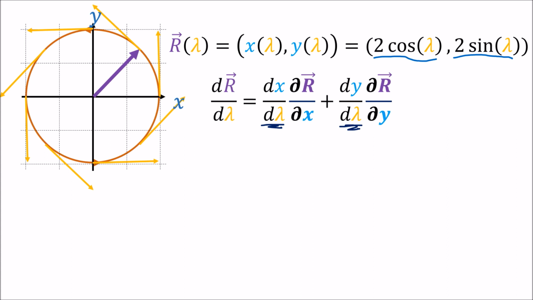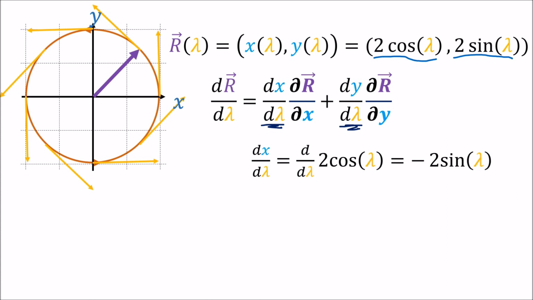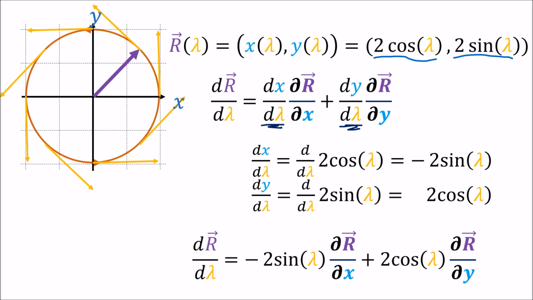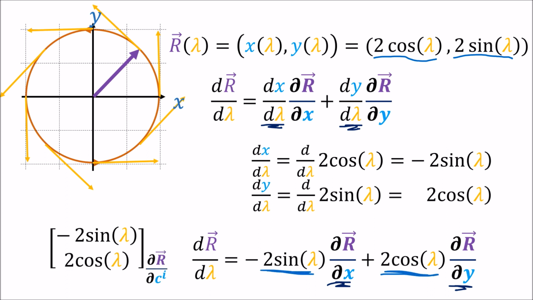So the derivative dx by d lambda is just the derivative of 2 cosine of lambda, which is negative 2 sine of lambda. And the derivative dy by d lambda is just the derivative of 2 sine of lambda, which is 2 cosine of lambda. So the vector field here can be written as this linear combination, where these are the basis vectors and these are the components. And if we want, we could also write the components of this vector field in the Cartesian basis as a column vector like this.